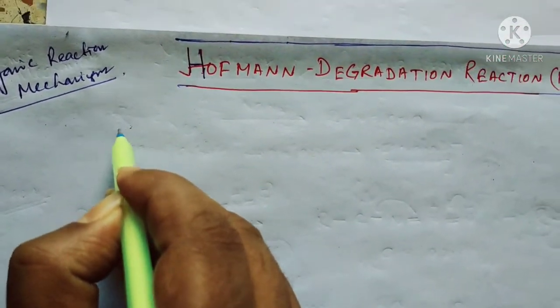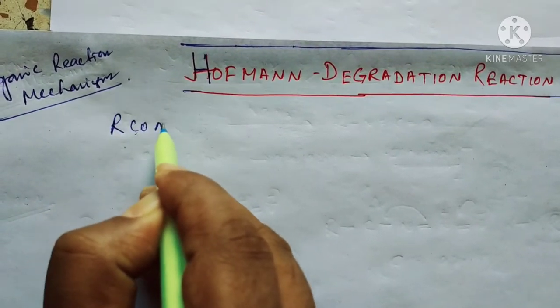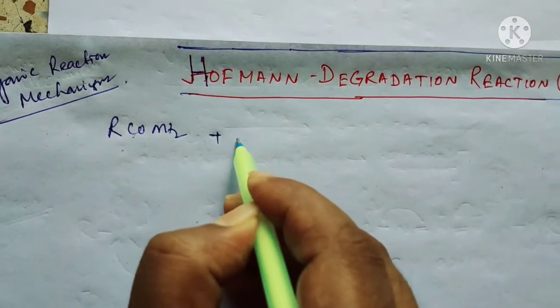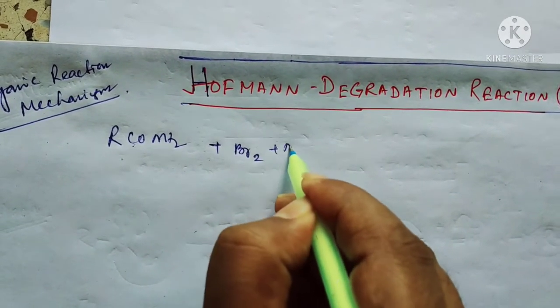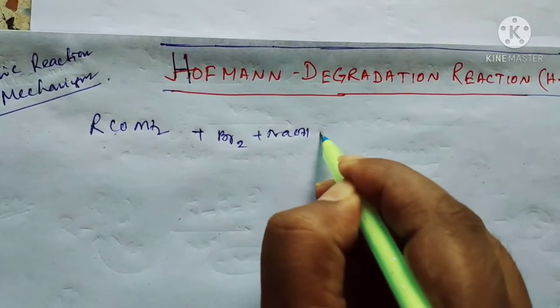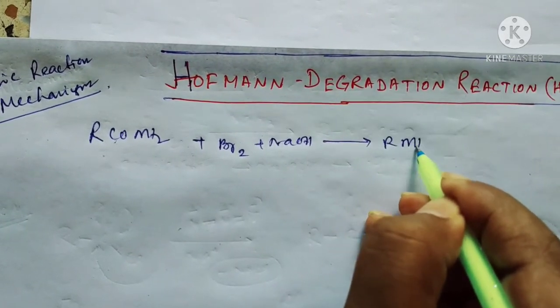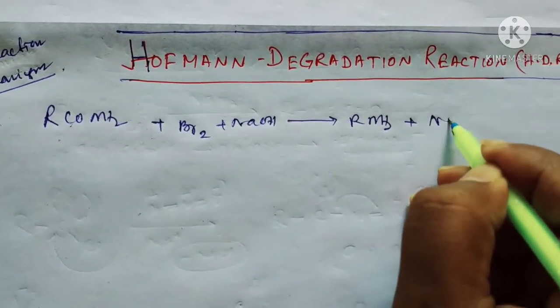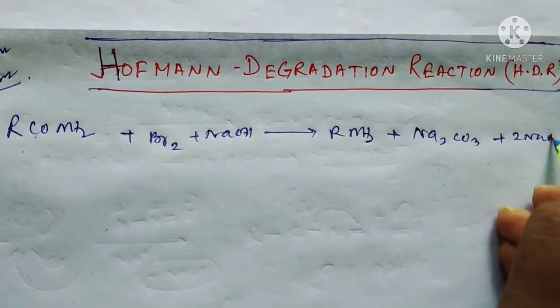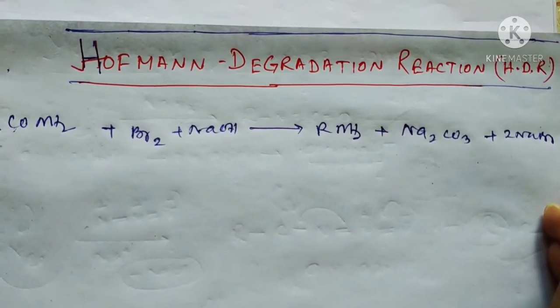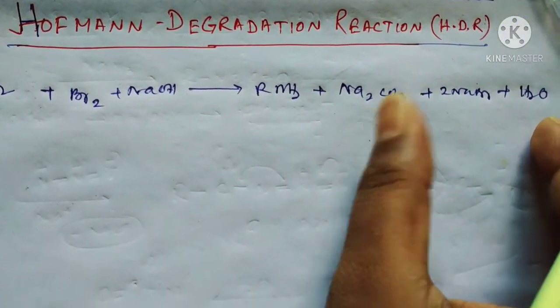Say for example, RCONH2 in presence of bromine and NaOH, they produce RNH2, sodium carbonate, 2NaBr and water as the side product.